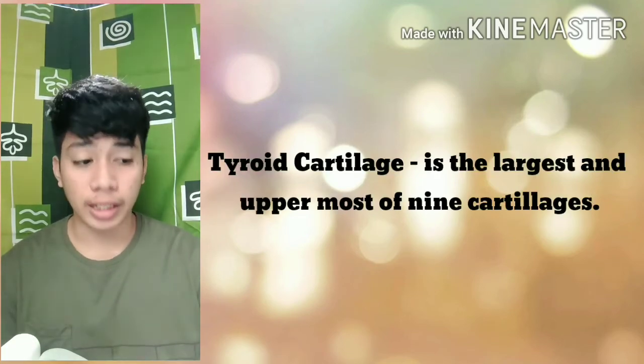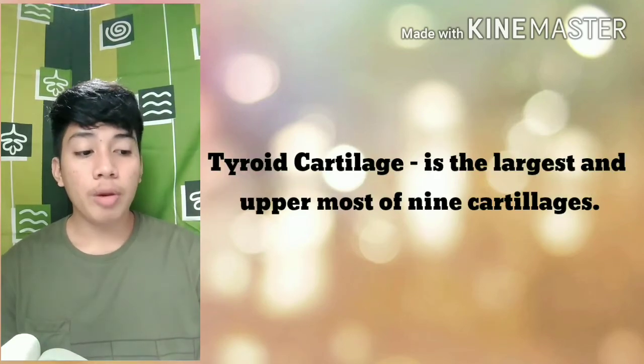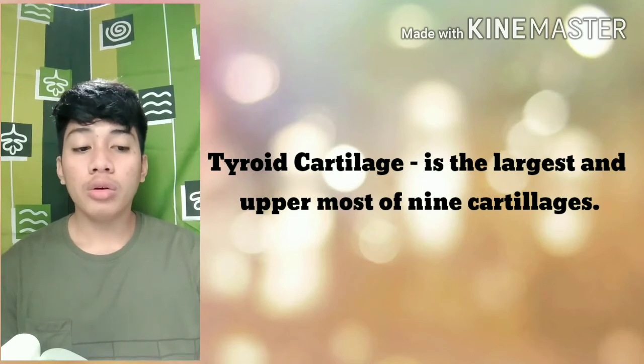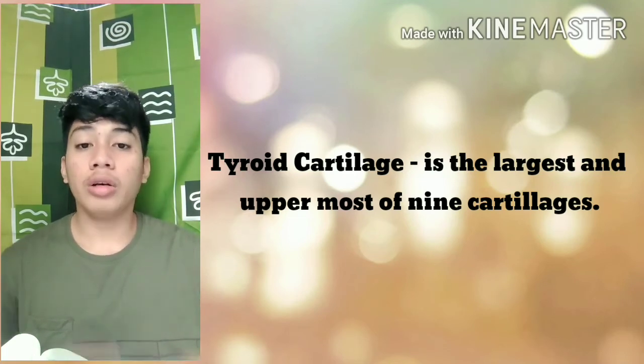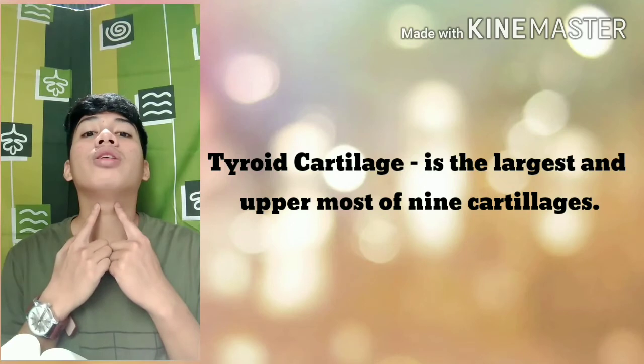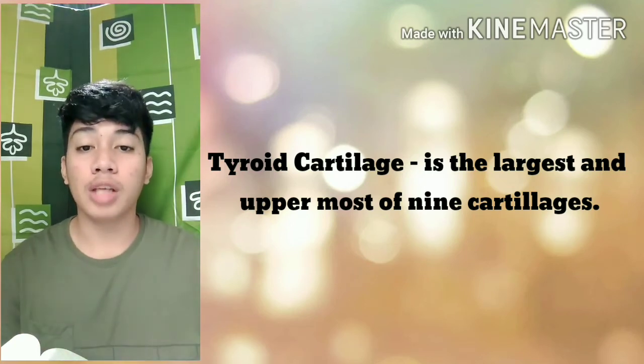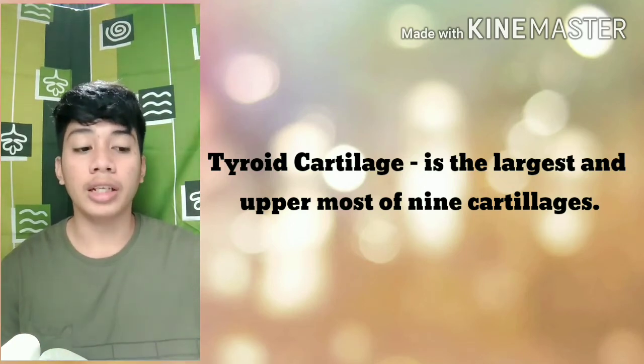Next is thyroid cartilage. So what is thyroid cartilage? It is the largest, uppermost of 9 cartilages. So yung thyroid cartilage located dito. O mas kilala bilang Adam's apple. Yun ang thyroid cartilage. Next is cricoid cartilage.